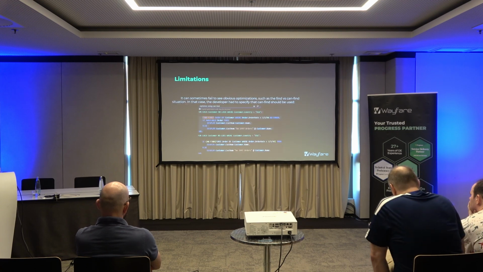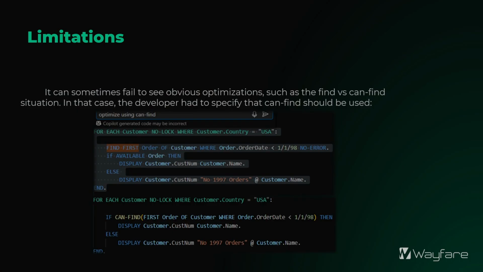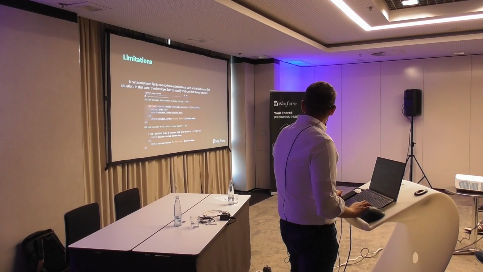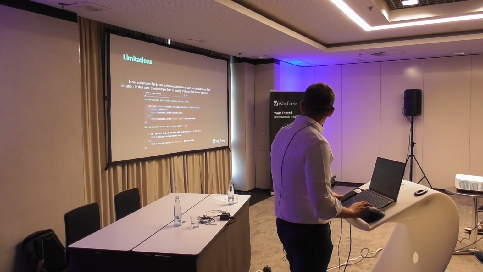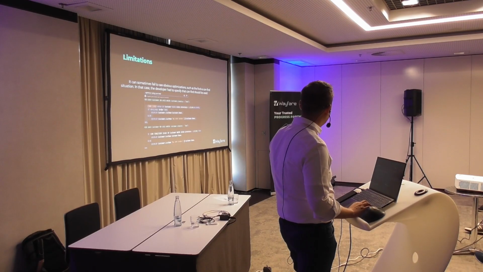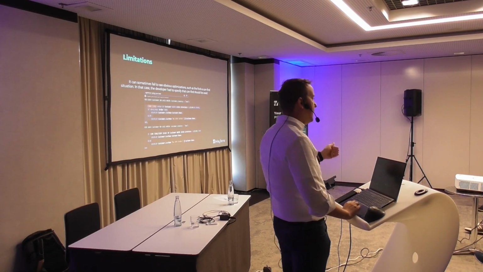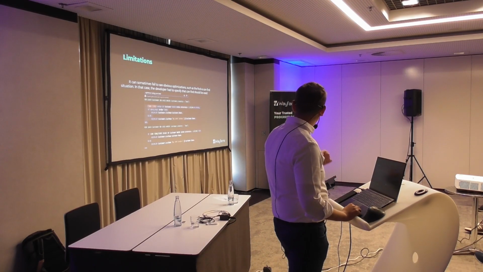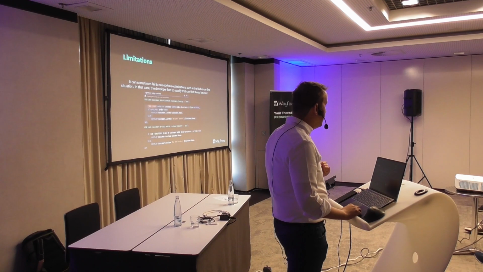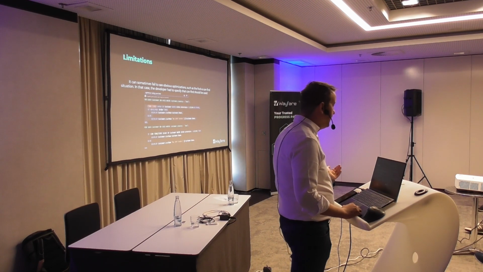Another one sometimes is failing to see obvious optimizations in the code, but this is what we suspected: the number of code sources that are available for Progress are limited, and the model tries to satisfy our request, even if satisfaction of the request is really bad. So it tries to generate something back.